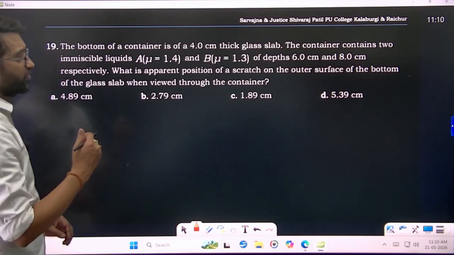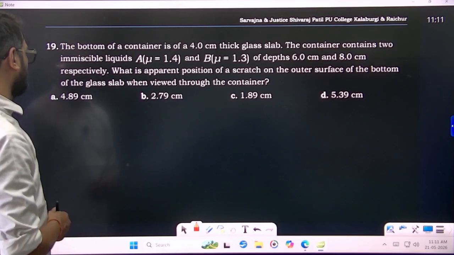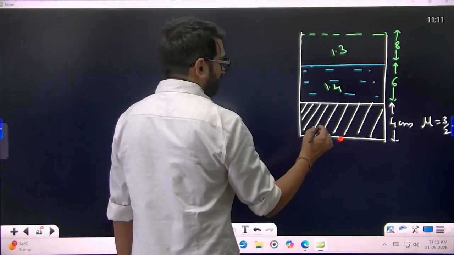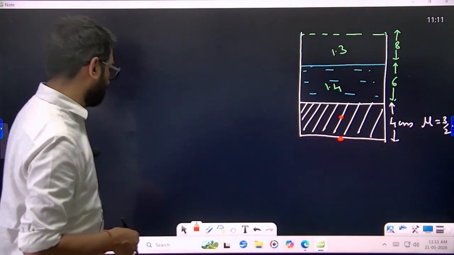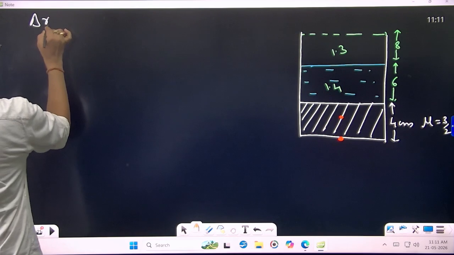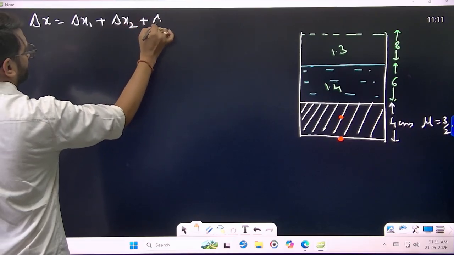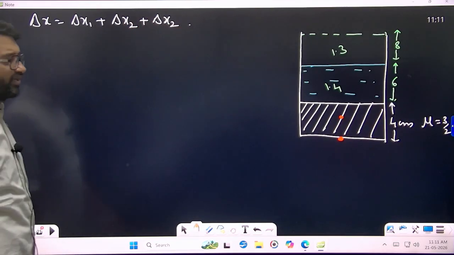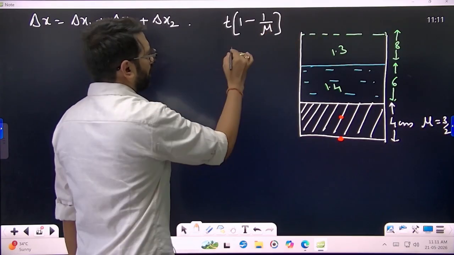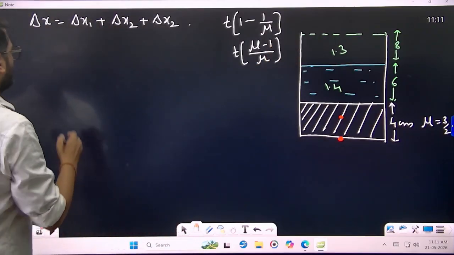What is the apparent position of a scratch on the outer surface of the bottom of the glass slab when viewed through the container? When you see through the container, it appears somewhere over here. So we are being asked to find out the shift. The total shift is the sum of individual shifts, and the shift formula is T into 1 minus 1 by mu, or T into mu minus 1 divided by mu.